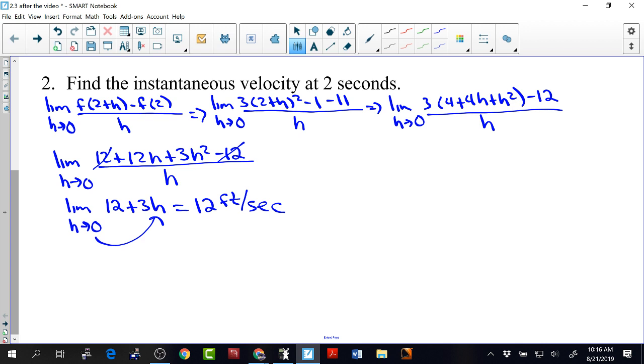So at 2 seconds, it's actually going the average velocity. That's more coincidence than anything. Don't expect them to be the same. Sometimes they are, most of the time they're not. Any questions on this process?